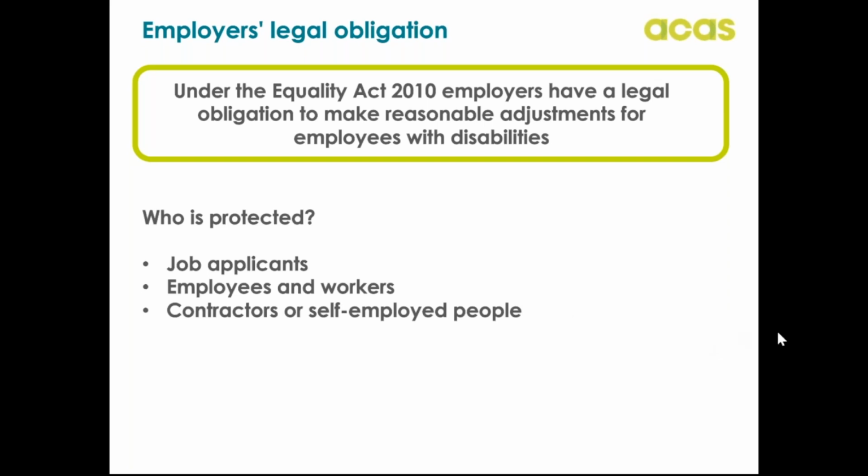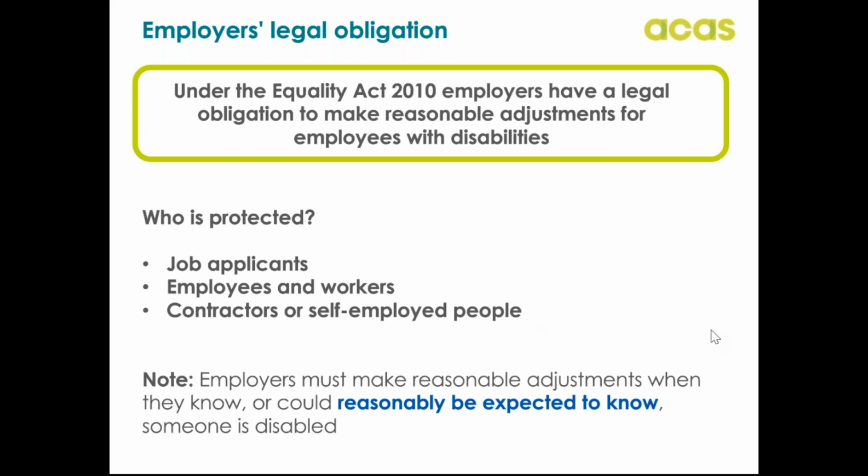The law states that employers must make reasonable adjustments for job applicants, employees, workers and contractors, or self-employed people hired to personally do the work. Employers must make reasonable adjustments when they know or could reasonably be expected to know someone is disabled. This is also the case if the individual hasn't disclosed they are disabled. If the employer could reasonably be expected to know about the disability and about the substantial disadvantage the employee is placed under, then the duty to make reasonable adjustments will still arise.